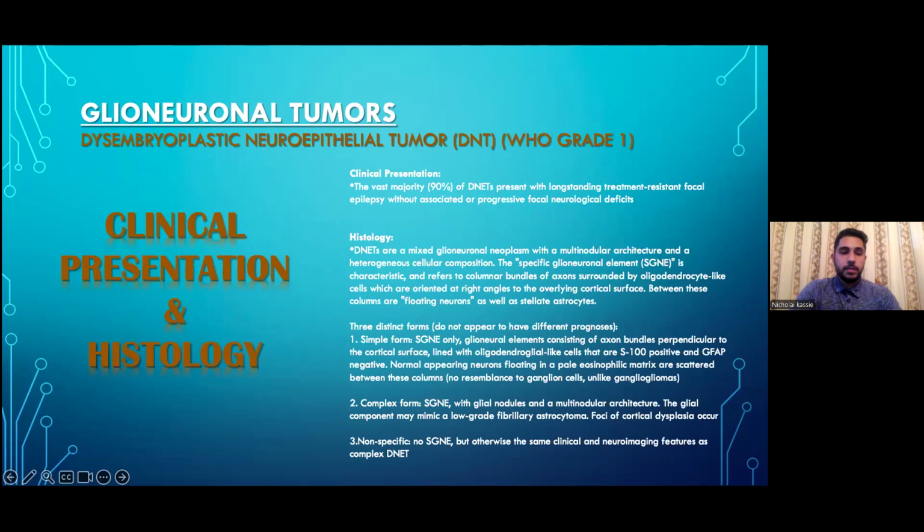In terms of clinical presentation with a bit of histology, the vast majority of these patients, 90% of DNET, present with long-standing treatment-resistant focal epilepsy without associated or progressive focal neurological deficit.